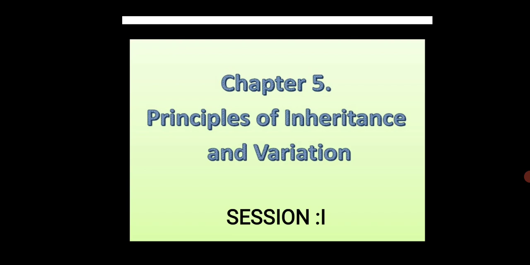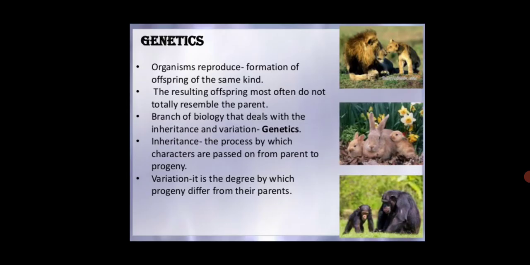The name of the chapter, as I have already told, is the principles of inheritance and variation. Before starting this chapter, I must say one thing: this chapter belongs to the genetics portion, and it is quite important and more difficult than any other chapter from your class 12 biology syllabus. So please go through each and every video I will post, because each and every video will help you a lot for better understanding and easy memorization.